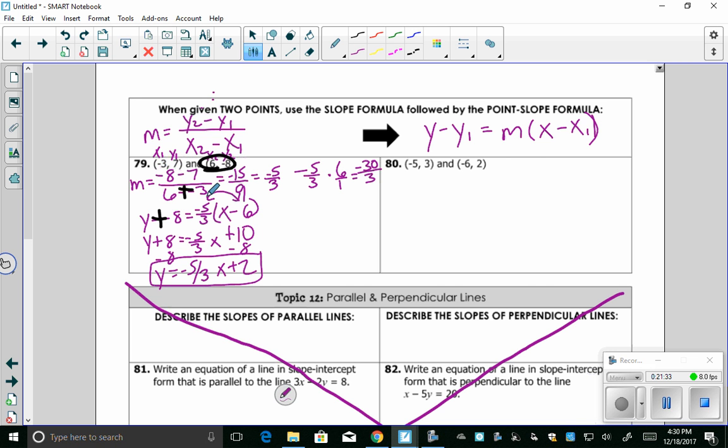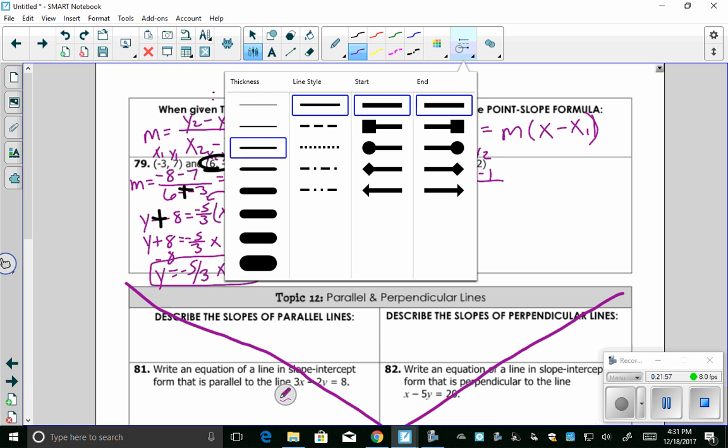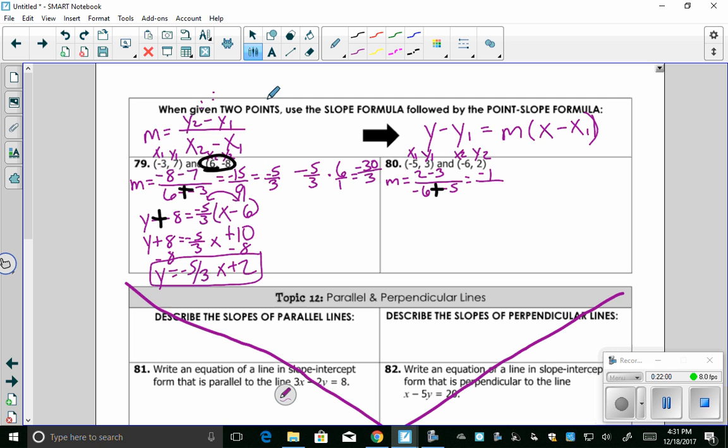Number 80. This is the last problem of the packet because we're skipping the rest of the packet. Label x1, y1, x2, y2. So that you're going to have your m equals 2 minus 3 over negative 6 minus negative 5. 2 minus 3 is negative 1. Double negative, change it to a positive. Make my line smaller. Negative 6 plus 5 is negative 1. So a negative 1 divided by a negative 1 is a positive 1.